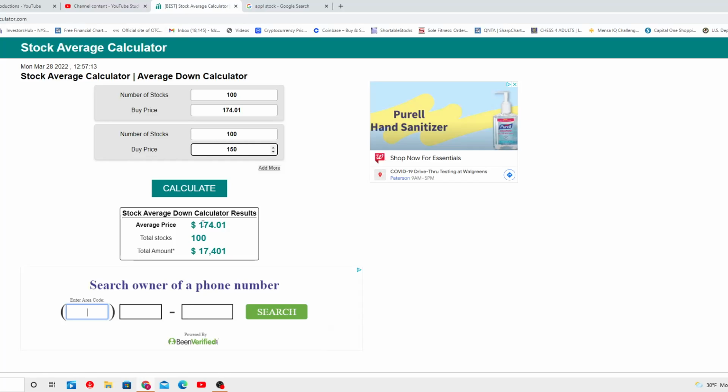See, my average price is initially what I bought it for, 174. But now I'm buying 100 more at 150. Let's calculate. Look, I lower it to 162. This gave me the calculation in advance of how much it will take for me to buy 100 more shares cheaper, at 150. That's pretty simple.